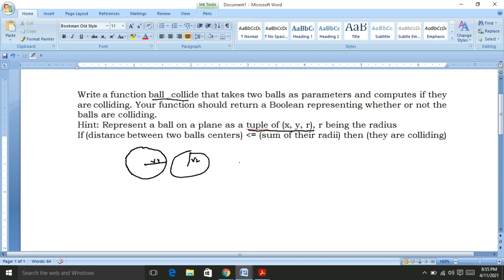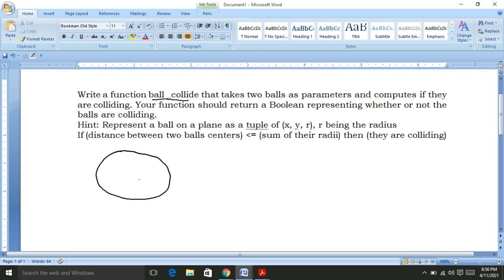We know that the balls, that means these are circles. They also have a center point. This is x1, y1, and this is x2, y2, right? Suppose it is confusing, I will write somewhat bigger. Suppose this is the ball 1, and this is the center point, and this is the radius r1. The center point is represented as x1 comma y1.